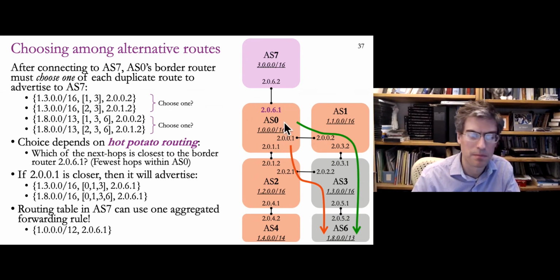Although there's a way of looking at this where AS7 can aggregate this whole route into one rule as follows. Although this rule does not, you can't aggregate the different AS paths that are included if they're different.